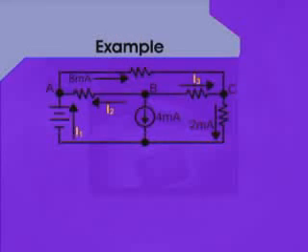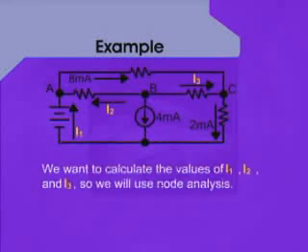We want to calculate the values of I1, I2 and I3. Now, looking on to the circuit, we can see that there are 4 nodes into this circuit, A, B and C, whereas the 4th node has been taken as a reference node.